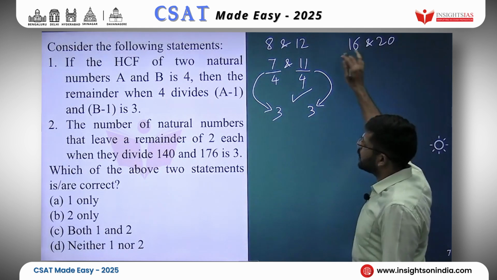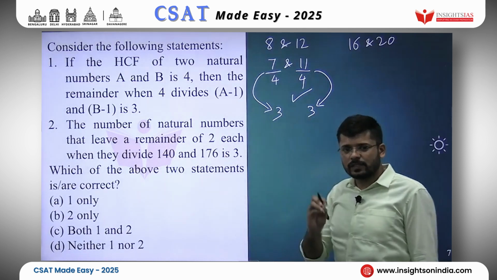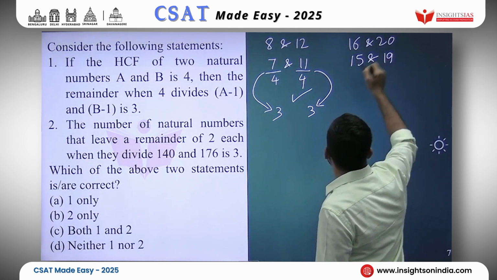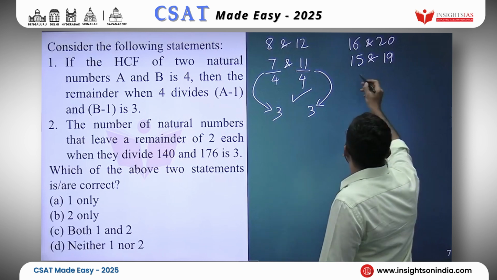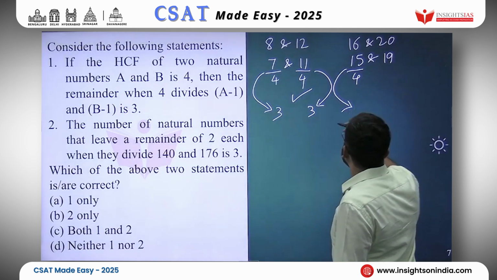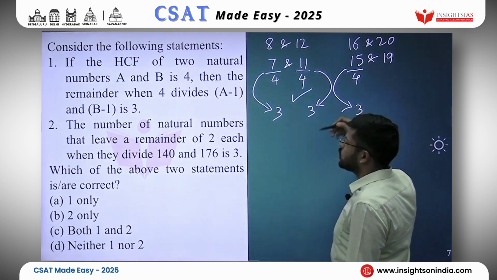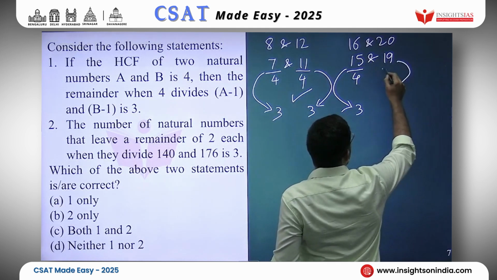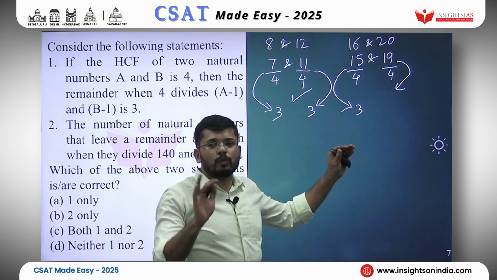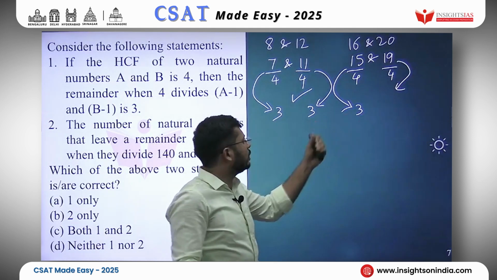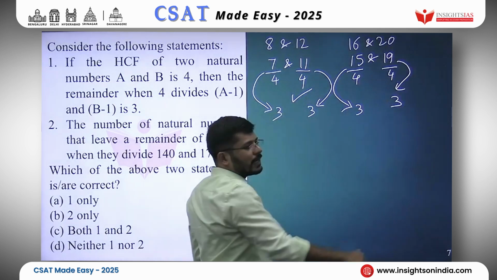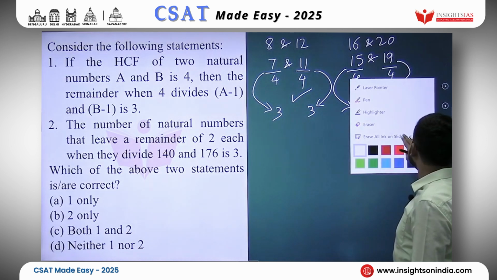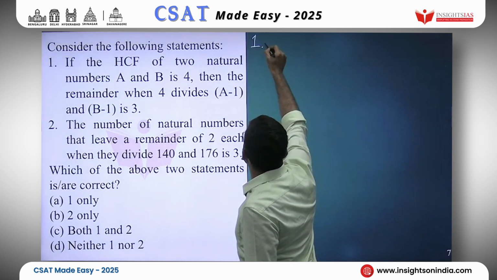16 and 20. For 16 and 20, the HCF is 4 again. So we will divide 15 and 19, that is a minus 1 and b minus 1, by 4. If you divide 15 by 4, the remainder would be 3, because 4 threes are 12. In this case, if you divide 19 by 4, again the remainder would be 3, because 4 fours are 16. So in all of the cases, the remainder is 3. So we will declare that statement 1 is true.